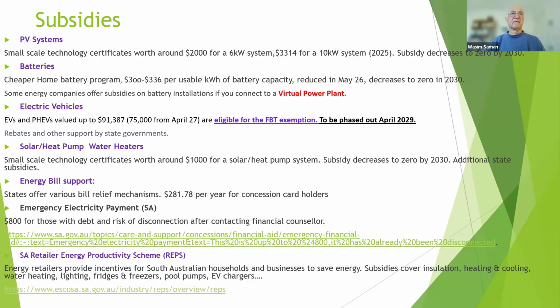The final subsidy available, which is not really available at the moment, and this is something that the SA government started 3 or 4 years ago, called REPS, the Retailer Energy Productivity Scheme, which makes retailers subsidize some of the more energy efficient appliances and products. Having said that, for the last few months and even now, it's being reviewed, and the review hasn't produced any outcome, so we can't use it at the moment. We await the announcement of the review outcome.